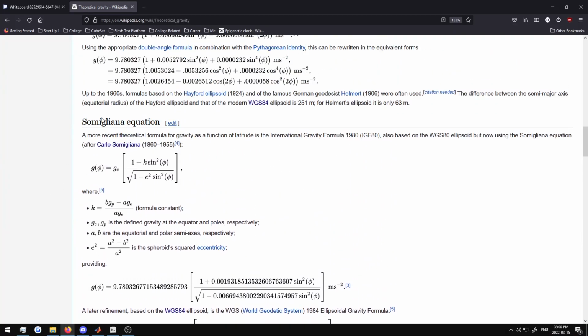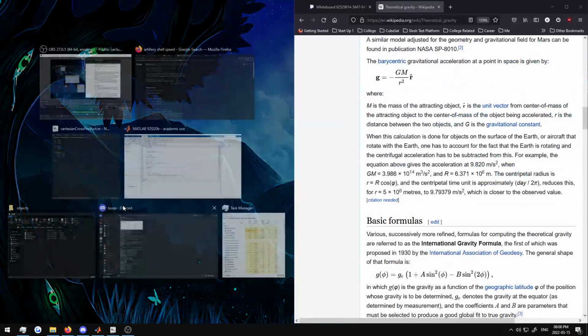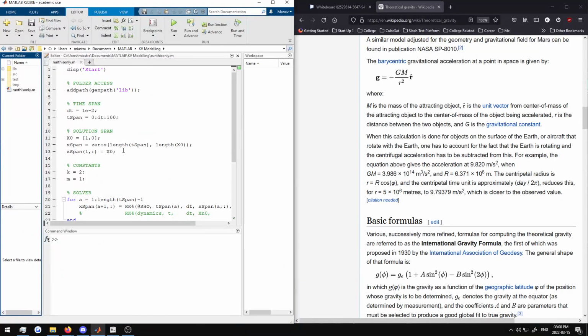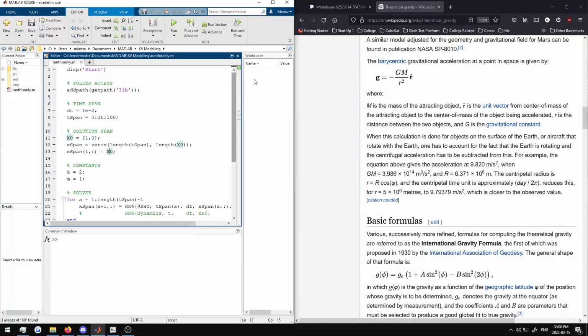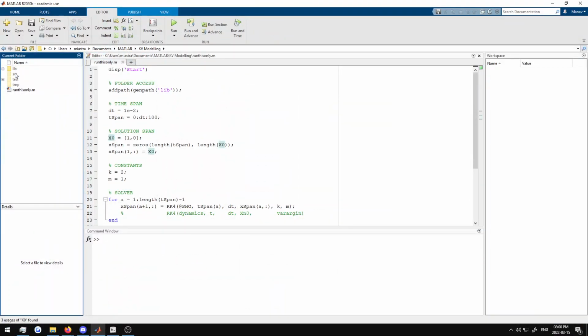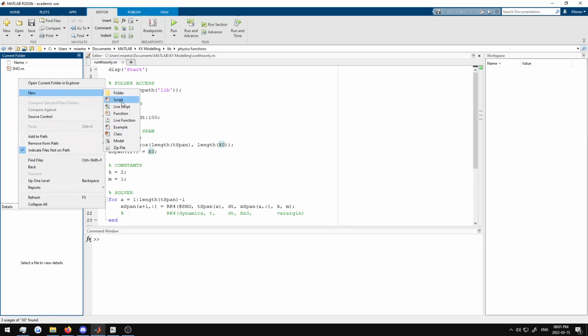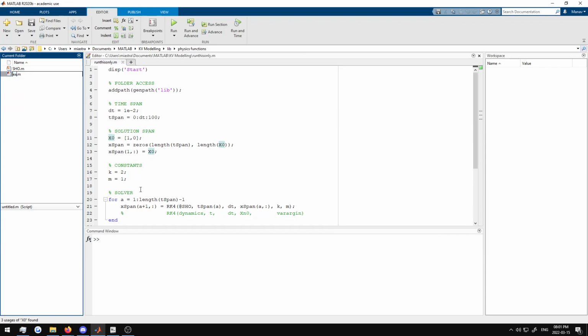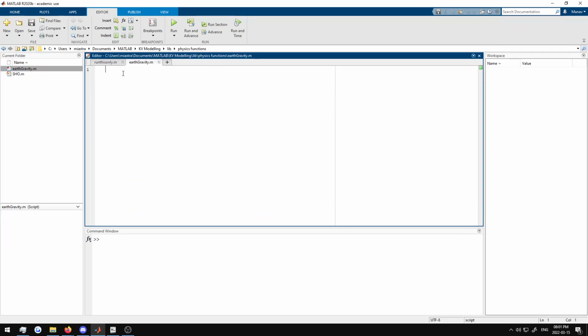So we will start by implementing this as our gravity model. Let's go into MATLAB, and we'll build off the same thing. I'm going to move this off to the side just so I have a full screen here. We're just going to add it in as we normally would. In our physics functions, we'll create a new script and call this Earth Gravity. Let me pull up the one I made earlier today, because I made a lot of mistakes while doing this. So we have our function.